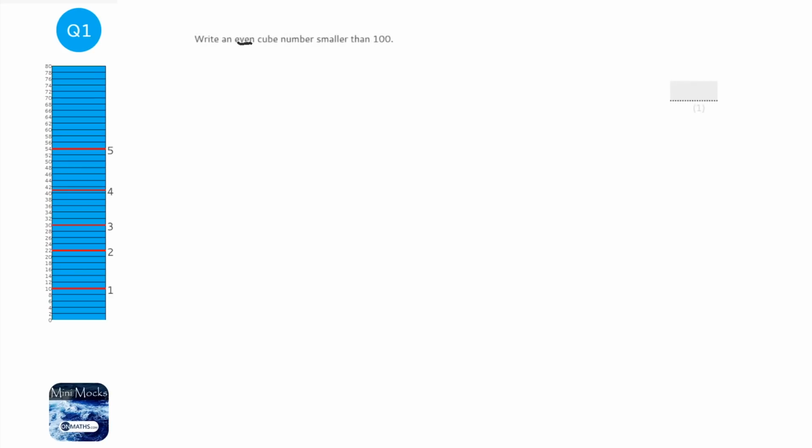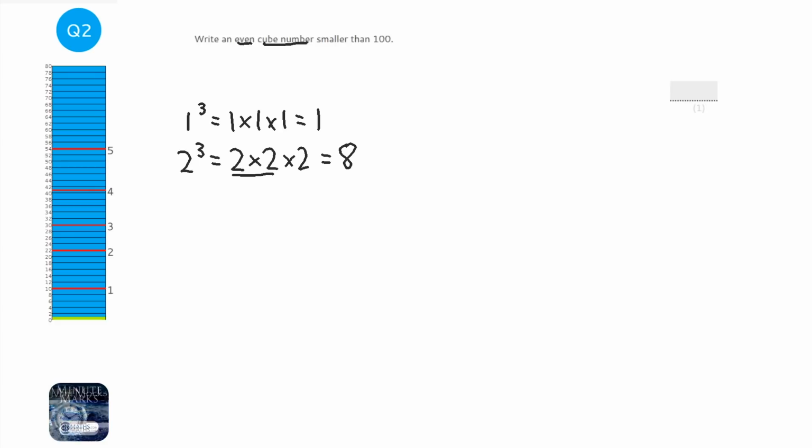So we're asked for an even cube number. So the cube numbers are 1 cubed is 1 times 1 times 1, which is 1. The problem is that that is an odd number, so let's try 2 cubed. Now 2 cubed is 2 times 2 times 2. 2 times 2 is 4, times 2 is 8. So 8 is an even cube number. Now you could have also had 64, which is 4 cubed. 6 cubed is above 100, so that would not count. So 8 or 64 are the correct answers.